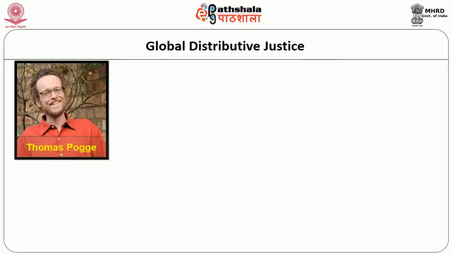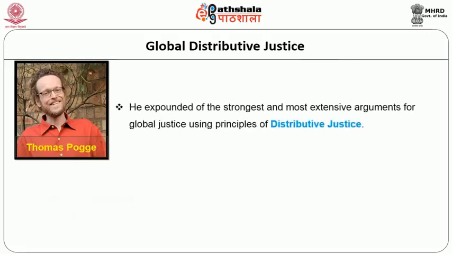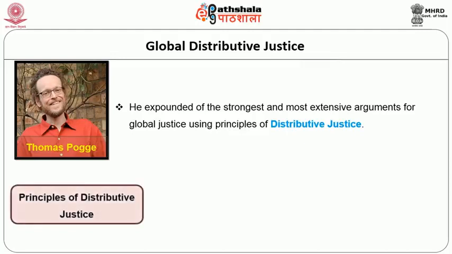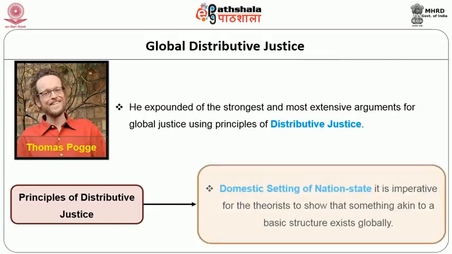Global Distributive Justice. Thomas Pogge has expounded one of the strongest and most extensive arguments for global justice using principles of distributive justice. Firstly, theoretically, to make the argument that the principles of distributive justice derived in the domestic setting of a nation-state apply globally, it is imperative for the theorist to show that something akin to a basic structure exists globally.